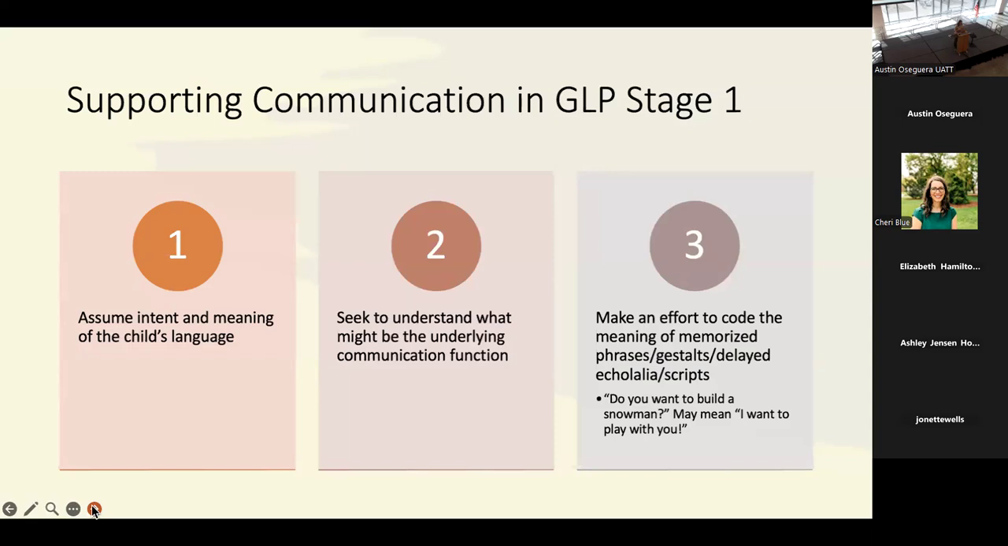So when you hear, do you want to build a snowman? That might mean I want to play with you. And so you receive the communication. Do you want to build a snowman? Oh, you want to play? I want to play with you. So you respond to the communication and validate what they're saying, and then also give them a new model that they could use.